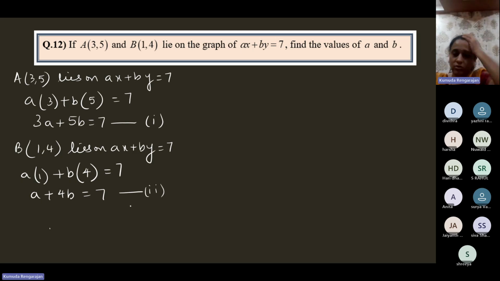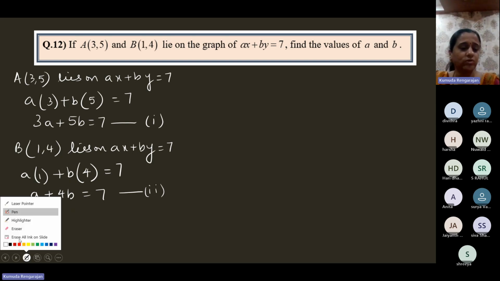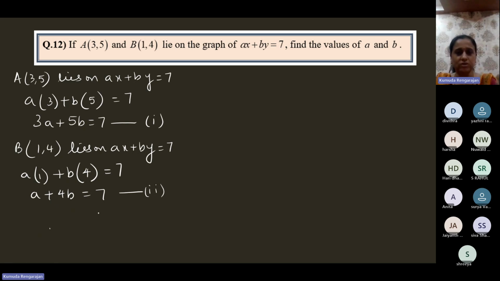Now to solve these two equations, you can use the substitution method or the elimination method. I have spoken about these methods when we did the chapter polynomials. Now let's use the substitution method. So what you can do is take the second equation and work ahead.